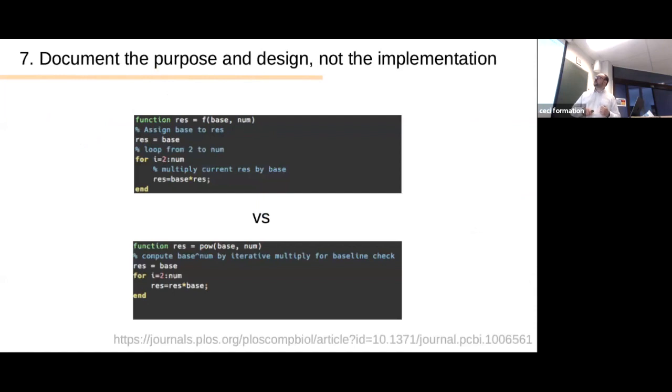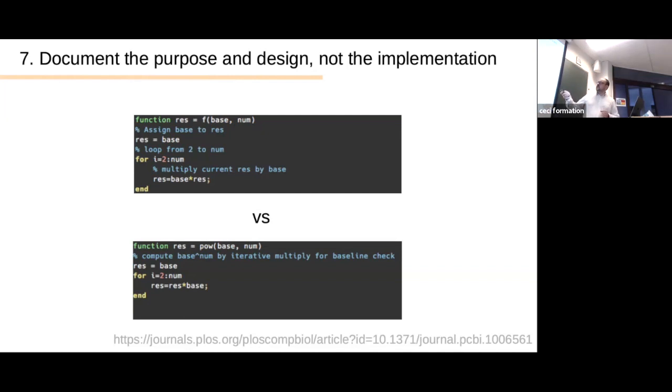Seventh is to document the purpose and the design, not the implementation. You know that every language has the option of writing comments, and it's important that the comment brings something new to the code and not simply a translation of the code into a different language. You see here two pieces of code that are identical, except for the comments. Here you see lots of comments, and here fewer comments. But here, all the comments just rephrase what the code is saying already.